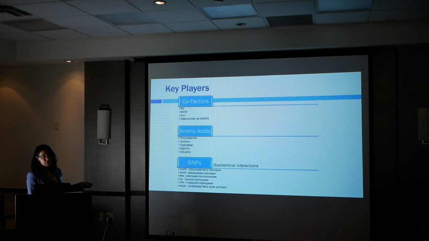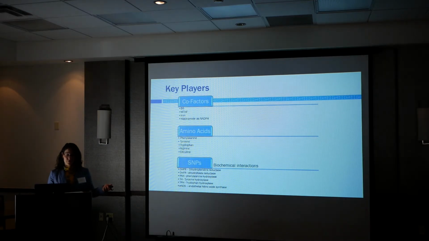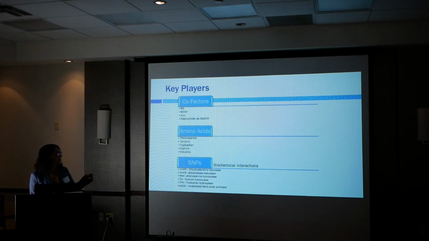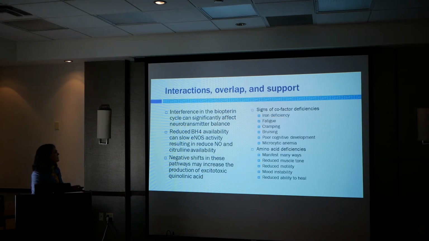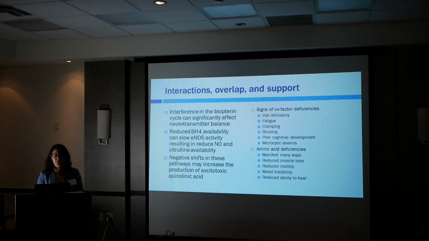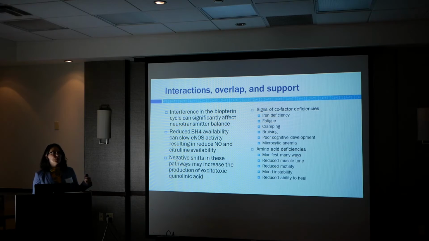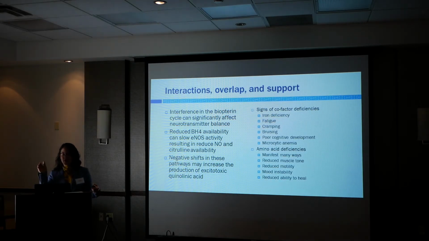Cofactors in the biopterin cycle include B6, methylfolate or folinic acid is going to be effective, iron, niacinamide, and then we already talked about the amino acids and some of the other single nucleotide polymorphisms. I jumped the gun there. So interference with that biopterin cycle I sort of broke down, but neurotransmitter balance will be affected. We're going to have a slower breakdown of nitric oxide, or a slower creation of nitric oxide. And then these pathways can create excitotoxic quinolinic acid in the brain, and I'll talk about that in a minute.